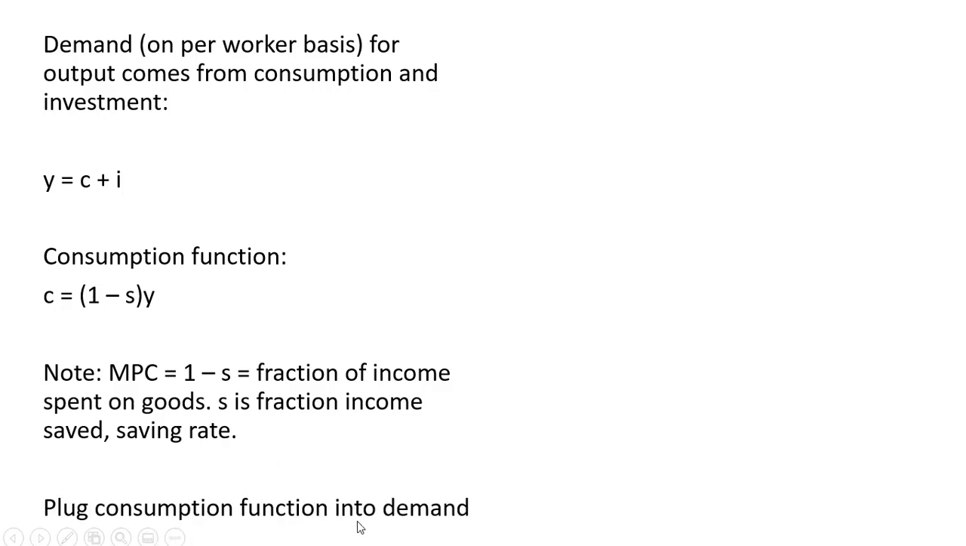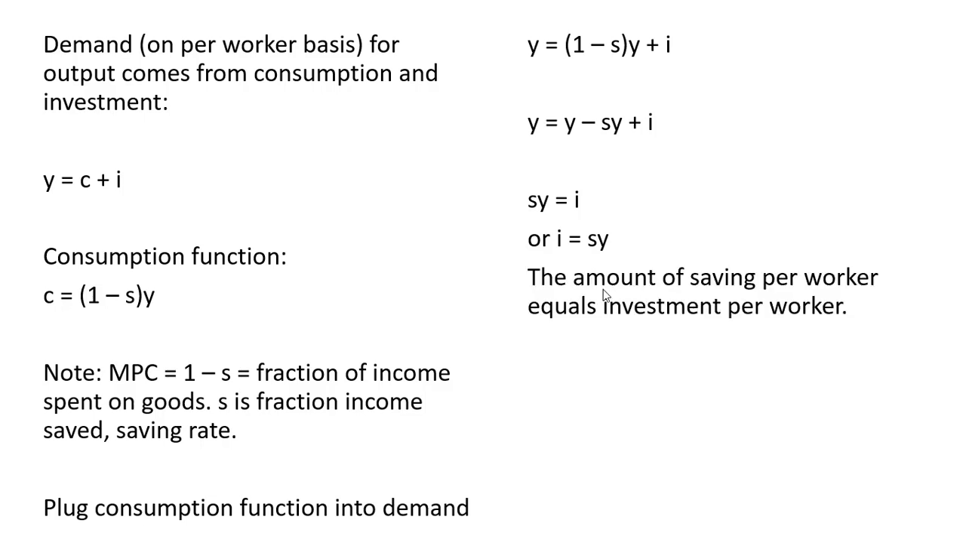And we can plug this consumption function into the demand here. So where we have C, we're going to replace it with this result right here. And just simplifying the right-hand side, 1 times y and minus S times y. And simplifying further, these y's will cancel, and you'll be left with S times y equals i. Or we could say investment equals S times y. The amount of saving per worker equals investment per worker.